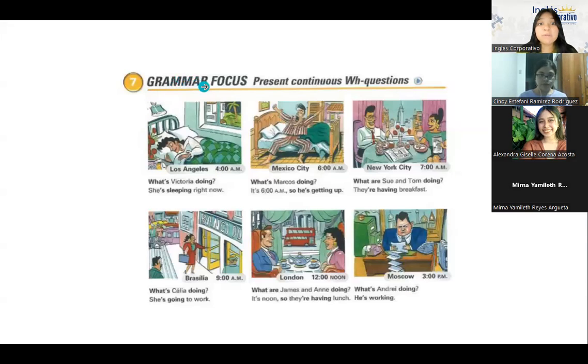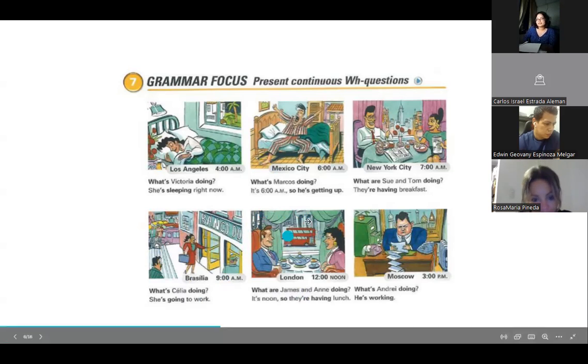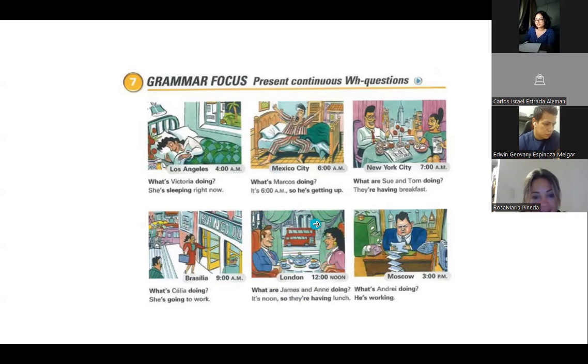Okay, so now grammar focus, present continuous, WH questions. Alexandra, can you please help us reading the first three? Las primeras tres, Alexandra. And please, Rose, the last three, okay? What's Victoria doing? She's sleeping right now. What's Marco doing? It's 6 a.m., so he's getting up. What are Shu and Tom doing? They're having breakfast. Excellent. Very good. What's Celia doing? She's going to work. What are James and Anne doing? It's noon. They're having lunch.